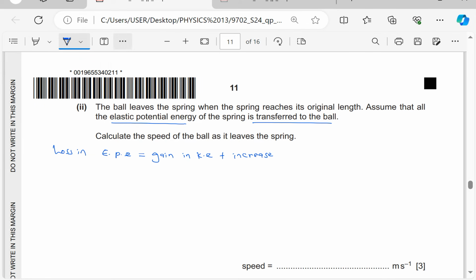No, I will not say gain because the kinetic energy might not be increasing as it goes up. I will say the loss in elastic potential energy is equal to the change in kinetic energy plus the increase in gravitational potential energy. So the loss in elastic potential energy, we have already seen, is 9.3 times 10 to the power of minus 2. Then the change in kinetic energy will be a half m.